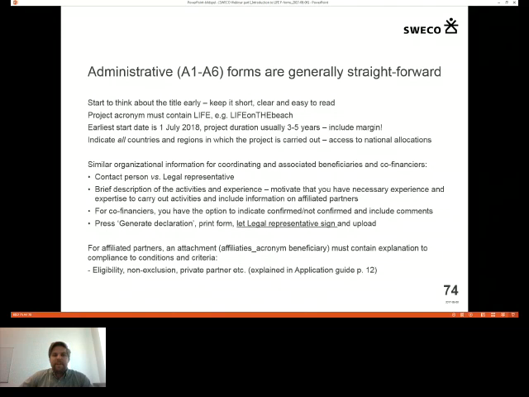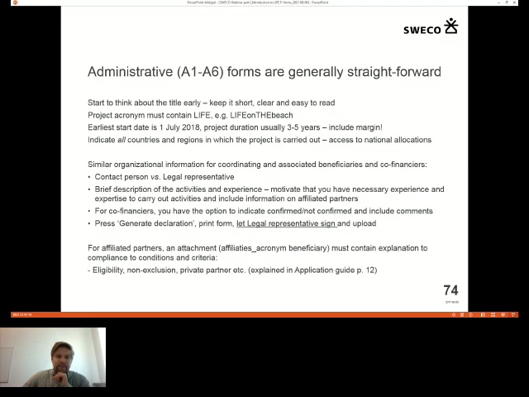The earliest start date of a project is 1st of July 2018. Consider a project duration of 3 to 5 years and include lots of margins for possible delays. This is also important for the evaluation, when they're looking into whether your timetable is realistic or not.